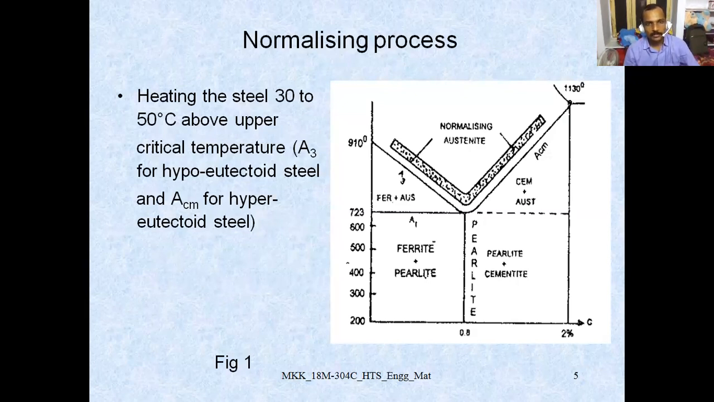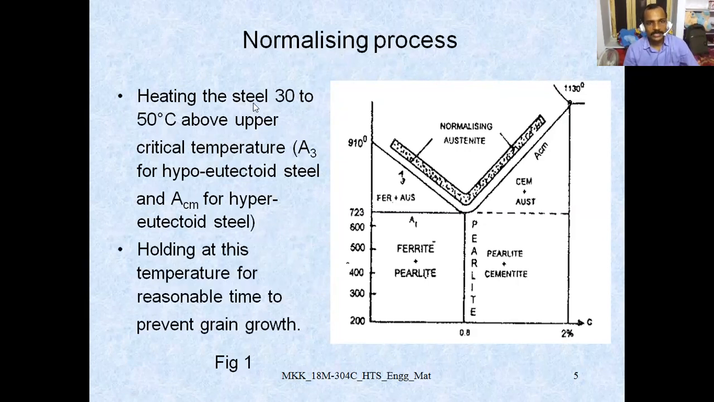So in the normalizing process, what happens actually? Let us see here. The steel is heated from 30 to 50 degrees above the upper critical temperature, nothing but A3 for hypoeutectoid steels and ACM for hypereutectoid steels. So this is the normalizing temperature, and it is held at this temperature for a reasonable time to prevent grain growth.